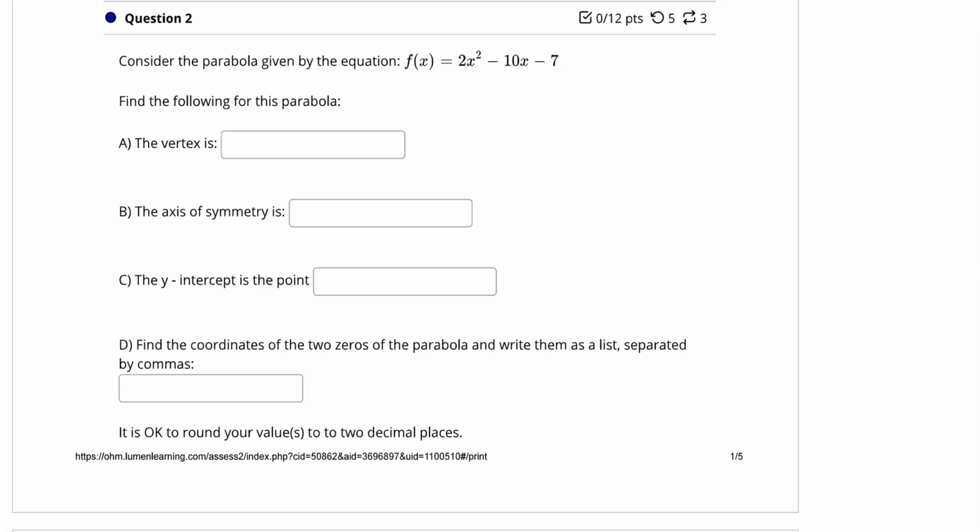On question 2, it says, consider the parabola given by the equation f of x equals 2x squared minus 10x minus 7. And then they want us to find characteristics about them. Find the following for this parabola. First, we're going to find the vertex.